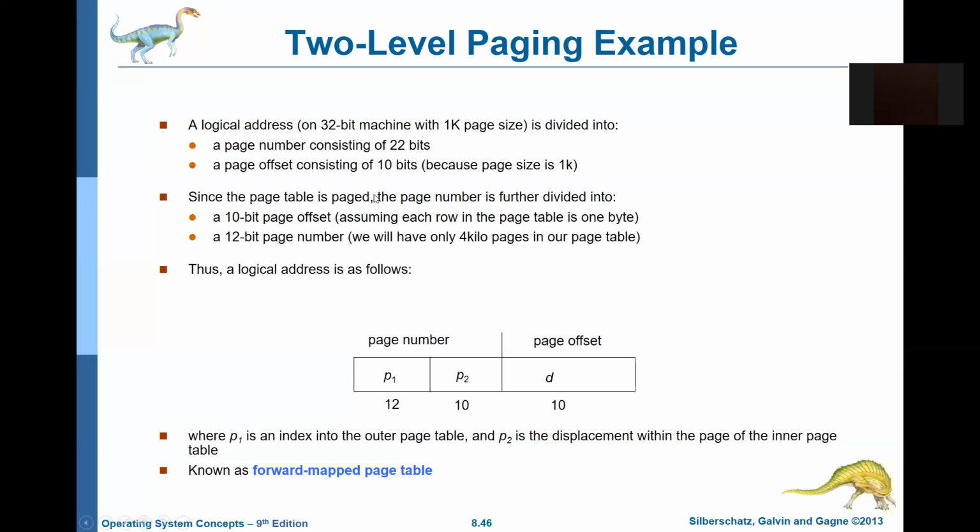Since the page table is paged, the page number is further divided into a 10-bit page offset, assuming each row. I think I added this also. I'm just putting in our assumptions here to make it clear. This is important to understand: assuming each row in the page table is 1 byte, why is that right? A 10-bit page offset.